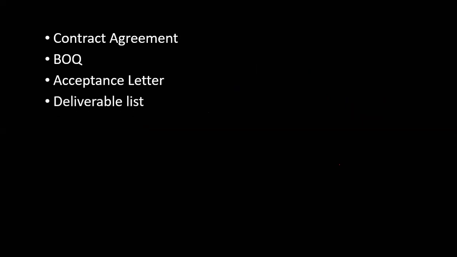You must have the contract agreement. You must have the BOQ, bill of quantity, in which your work description and quantities would be there. There is an acceptance letter, which is part of the contract agreement. This document will provide you your project start date and finish date, your project duration, your project cost, your deliverable list, that is how many deliverables you have in this project, then your timeline, your budget cost breakdown, and your resource list with productivity. All these documents you must prepare before jumping into the planning phase.